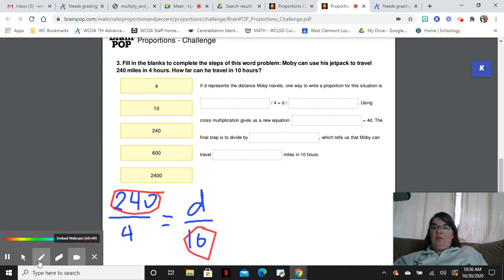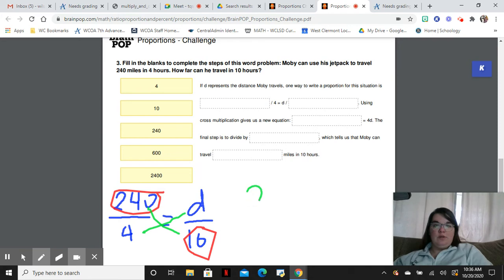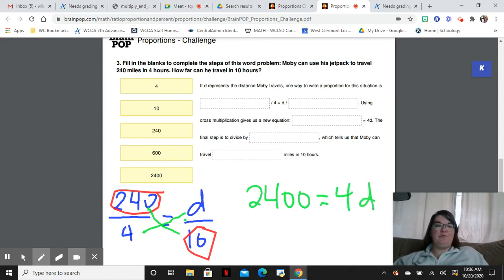Okay. Then the word problem continues and says, using cross multiplication gives us a new equation. So we're going to cross multiply, which we would do anyway to solve a proportion. So we end up with 240 times 10, which is 2,400. And then 4 times D is 4D. Okay. Which gives us the new equation, blank equals 4D. So what's going to go in that blank? Well, 4D equals this. So 2,400.